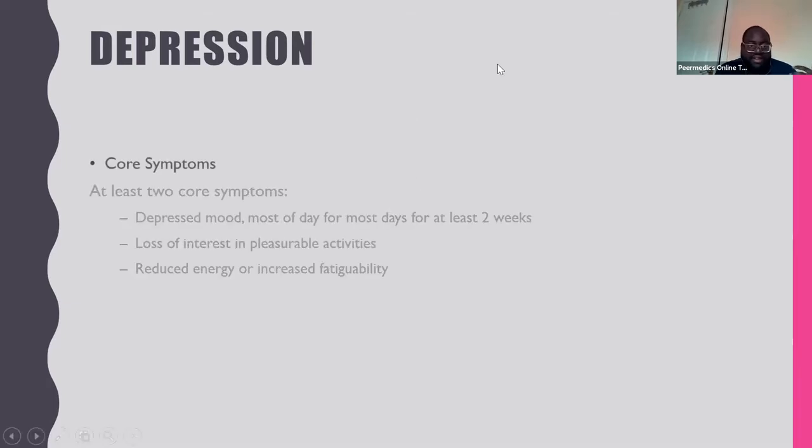And I have it all there. So depressed mood most of the day, for most days, for at least 2 weeks. Loss of interest and passion in doing things. Reduced energy or increased fatigue. This is the ICD-10 definition as well. There's the one in the DSM-5, which is the other psychiatry manual that people use, but I think this one's easy to understand.